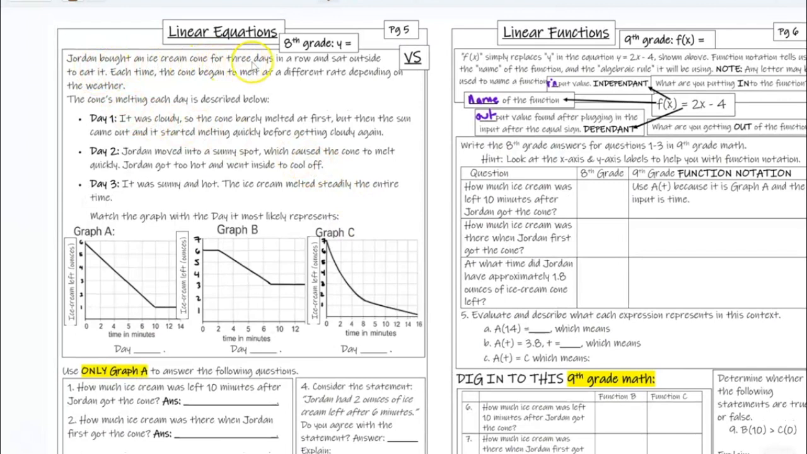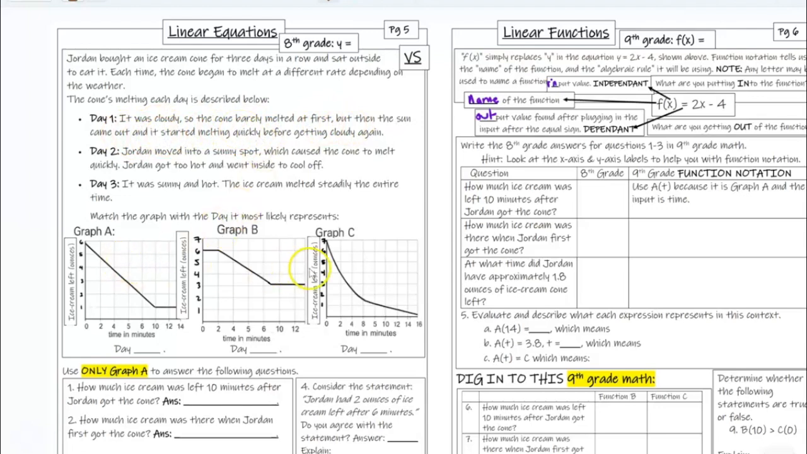Jordan bought an ice cream cone for 3 days in a row and sat outside to eat it. Each time the cone began to melt at different rates depending on the weather. The cone is melting each day as described. Match the graph with the day that it likely represents. Okay, so let's talk about that. Day 1, it's cloudy, so the cone barely melted at first, but then the sun came out and it started melting quickly before getting cloudy again.